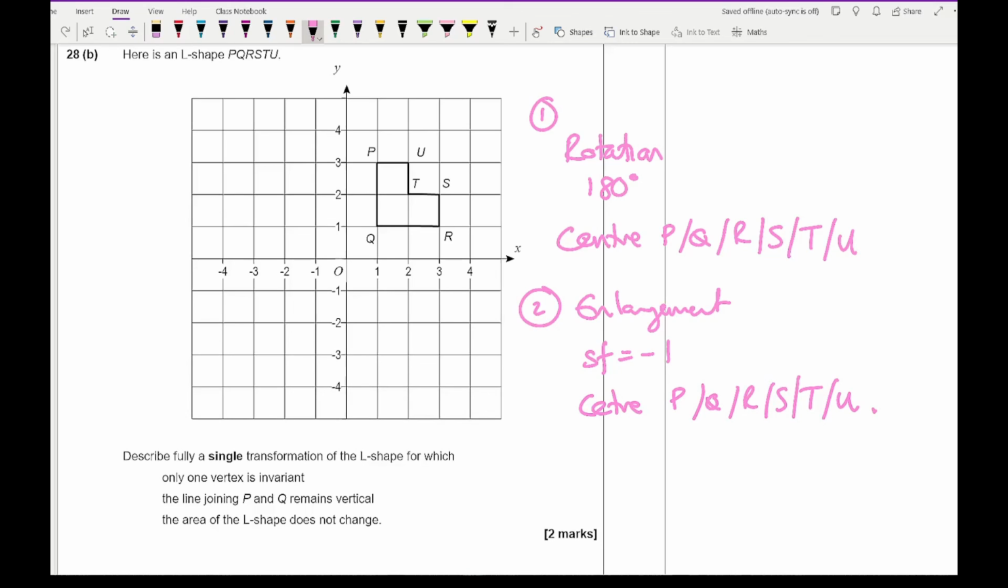Again, I would strongly recommend you draw your particular shape on there and then decide and write down which transformation it's going to be. Now again, remembering that invariant basically means that one point does not move and the line joining PQ remains vertical. So this line has to stay vertical. So either it could be there or it could be there, but PQ does need to be vertical. And it says that the area of the L shape does not change. Therefore, it can't be an enlargement with a scale factor that's outside of -1 or 1, otherwise the shape will get bigger. But enlargement is a possible answer.